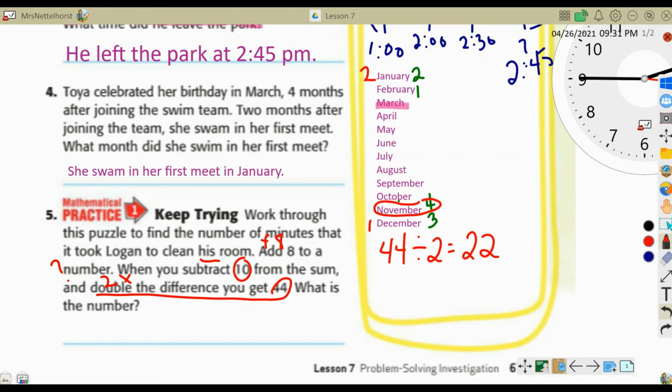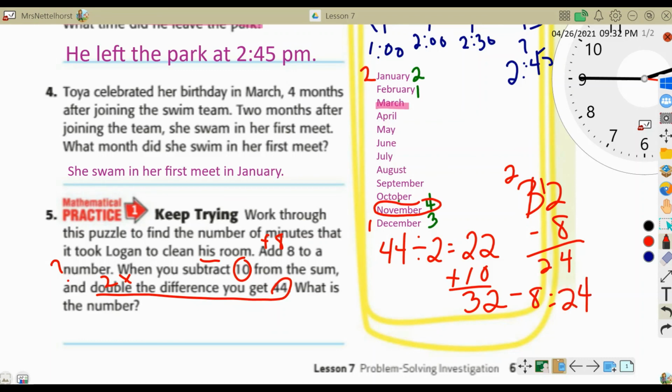Okay. Now, when you subtract 10 from the sum and double the difference, you get 44. So instead of subtracting, we're going to add, because we're working backwards, we're going to add 10. So that's 32. Okay. And then in order to find the original number, instead of adding 8, we're going to subtract 8. So 32 minus 8. So we're going to do it up here. 32 minus 8. So go to your ones place. 2 minus 8, you cannot do that. So you're going to have to borrow from the 3, make it a 2, make this 2 into a 12. 12 minus 8 is 4. 2 minus nothing is 2. So it is 24.